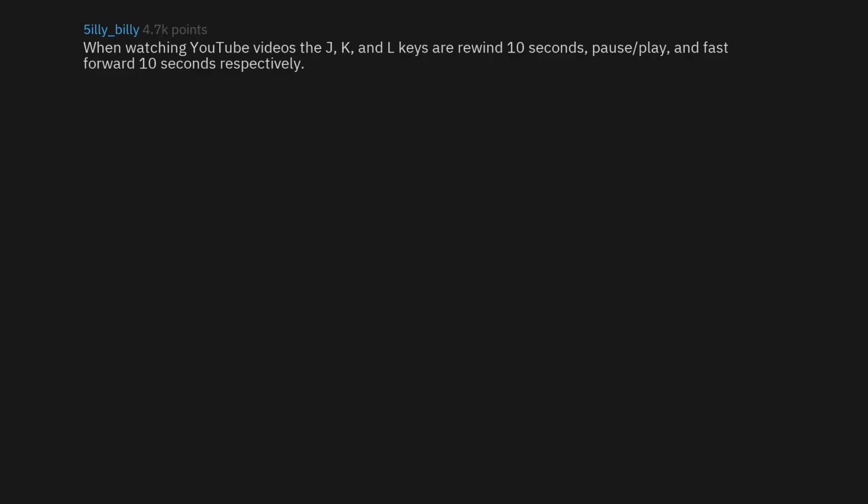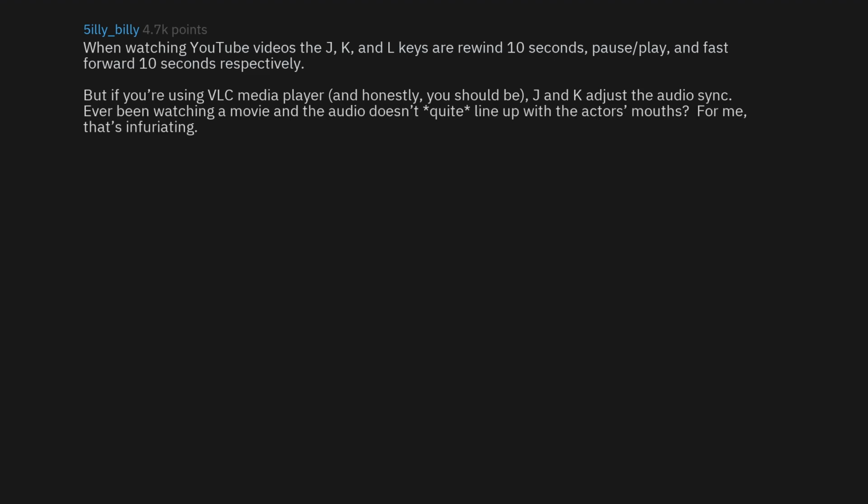When watching YouTube videos, the J, K, and L keys are rewind 10 seconds, pause/play, and fast forward 10 seconds respectively. But if you're using VLC media player, and honestly, you should be, J and K adjust the audio sync. Ever been watching a movie and the audio doesn't quite line up with the actors' mouths? For me, that's infuriating. Use J or K to dial it in.